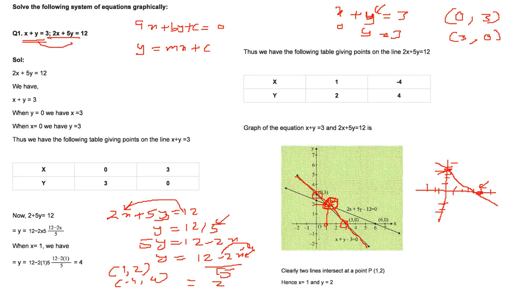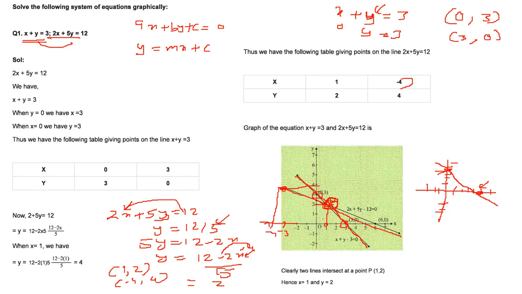So x is minus 4. That means this one. See, x is minus 4 and y is 4. So x has to be minus 4. This will be minus 3, minus 4. So this one, minus 4. And y is 4. So this is the point. So I make a line from these two.